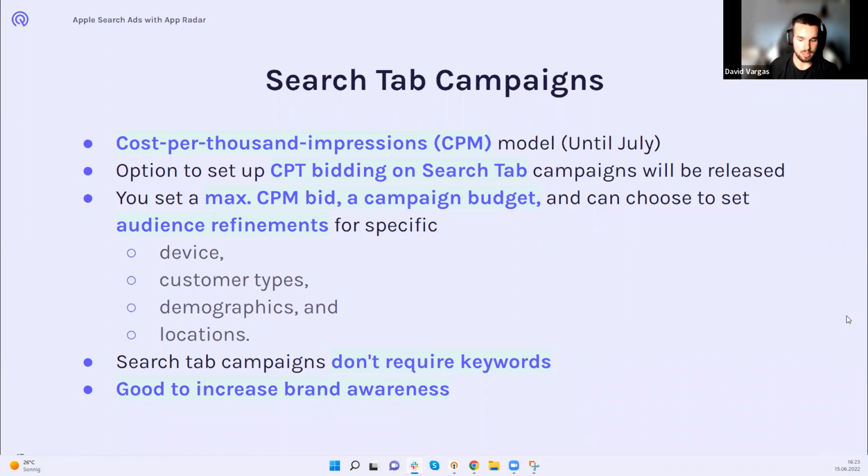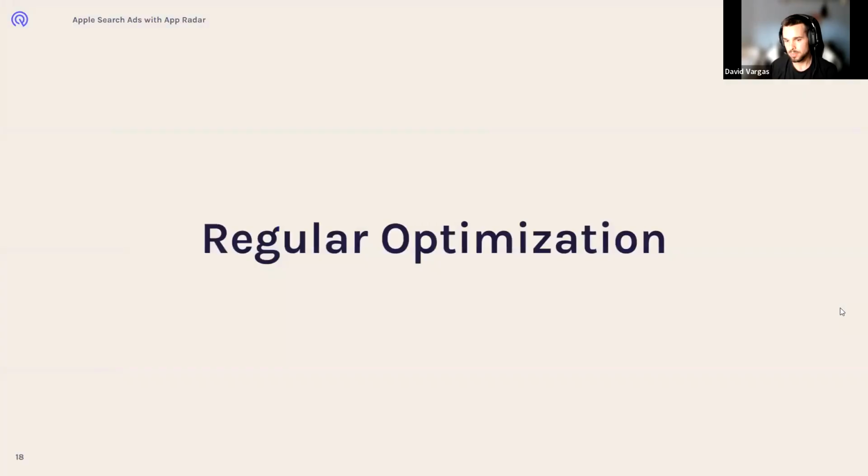And as a recommendation, we normally use this type of campaign when the brand awareness is not that high, and the brand campaign cannot work in the same way. So with this search tab, since you are generating a lot of impressions, this campaign can help to increase the brand awareness and to boost the traffic of the brand keywords.